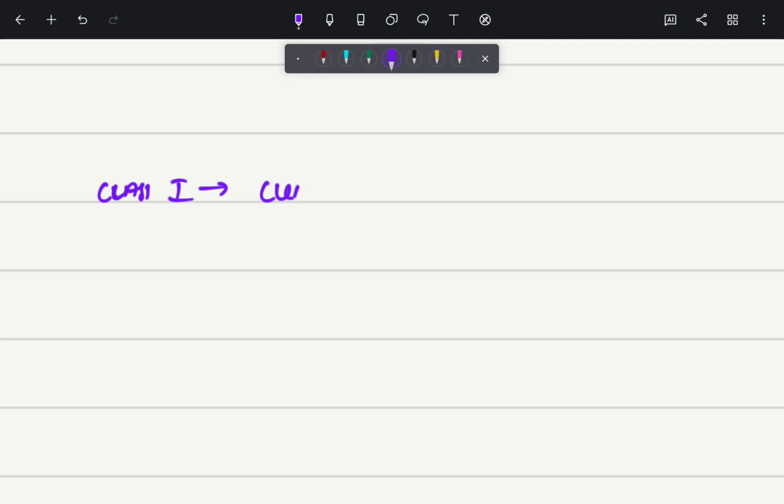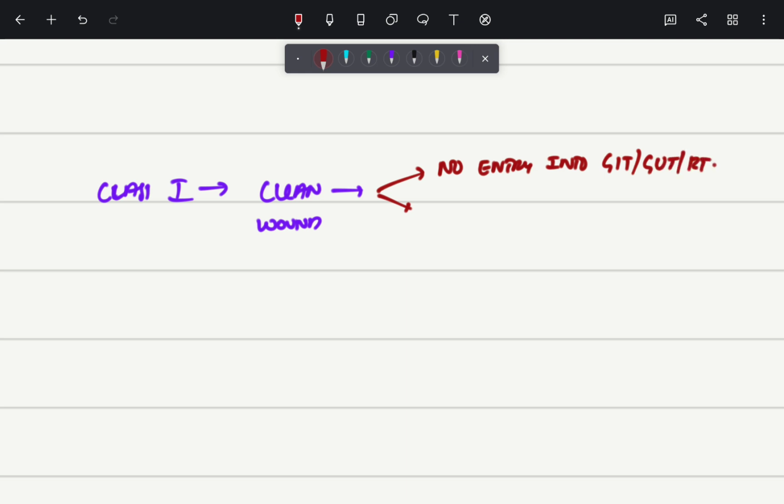A class 1 wound is a clean wound. Now what is meant by this? It means there is no entry into the gastrointestinal tract, genitourinary tract, or the respiratory tract. Hence we say there is no contamination, because normally the gastrointestinal tract or the GUT or the respiratory tract has a lot of bacteria, and this bacteria can spill into the circulation. Okay, that's why if there is no entry into the GIT, there is no contamination.